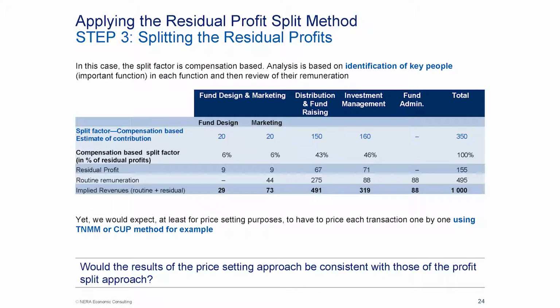So on slide 24, having now identified the 155, our next step is to split the residual profit using the compensation-based split factor that you've devised. Using the staff costs, we've devised a split factor of 6%, 43% and 55 or 56% based on your compensation-based data. Applying it to whatever the residual profit is then gives you the allocation of profit for each of the functions or each of the value drivers in your value chain.